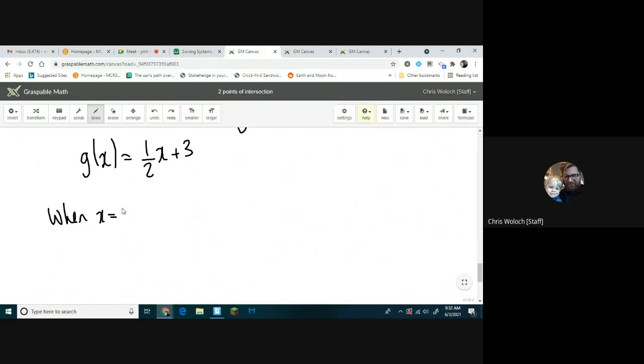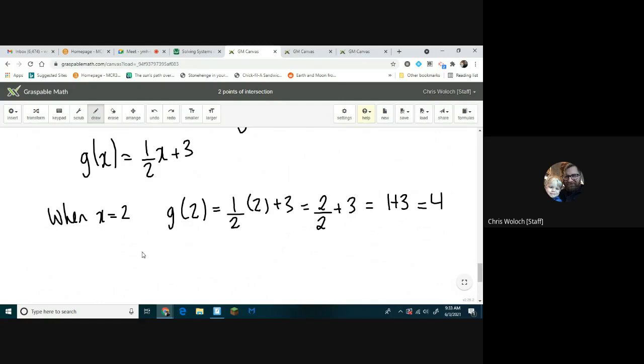Okay, so when x equals 2, I'm going to get g of 2, which is going to be 1/2 times 2 plus 3, which is just going to be 2 over 2 plus 3, which is just going to be 1 plus 3, which is going to be 4. Okay? So therefore, 2 and 4 is one solution.